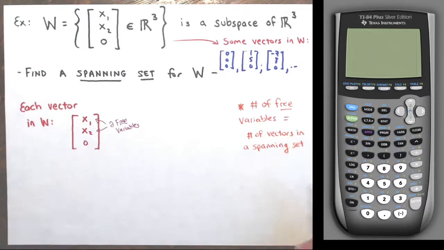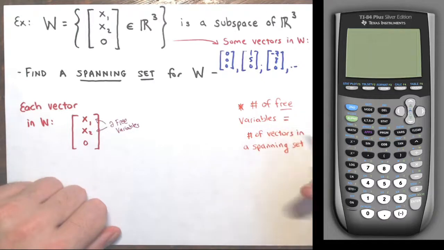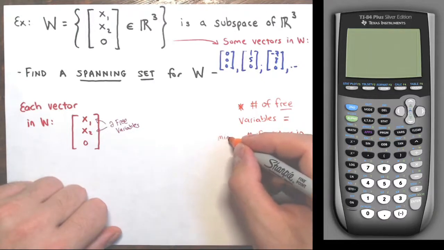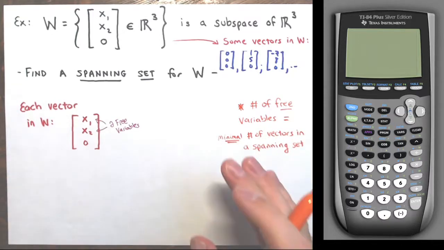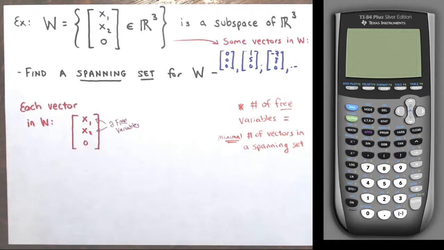Now technically that's not totally true, because once I have a spanning set, I could add any other linear combination on and throw more vectors onto the spanning set. I'll say the number of free variables equals the minimal number of vectors in the spanning set, to be more precise. Because more vectors could be added on and it'd be fine, as long as those new vectors that are added on are linear combinations of the other ones. Okay, so I have two free variables, so for my minimal spanning set here, I'm hopefully going to be finding two vectors.